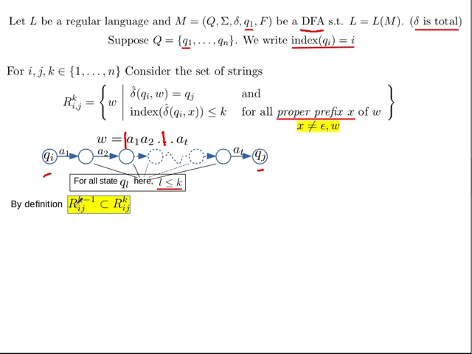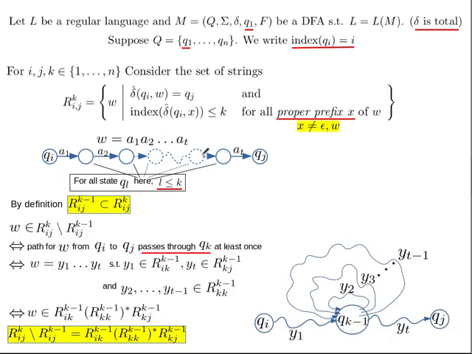Because here you are only allowed to have intermediate states up to qk minus 1, but not k, right? But here you can have up to k. So here you can have extra strings, which use a path going through some qk, right? So what are those strings? Now we consider those strings which are here but not here. So this minus this thing.